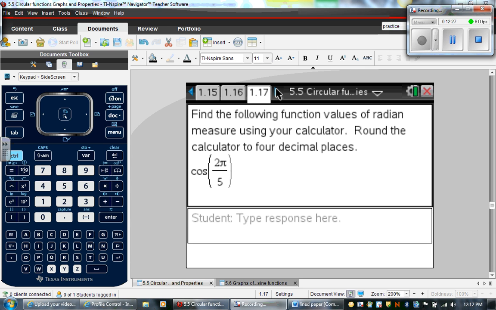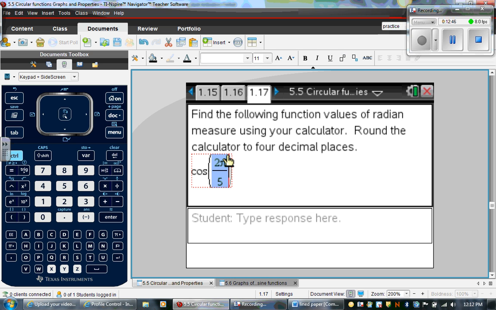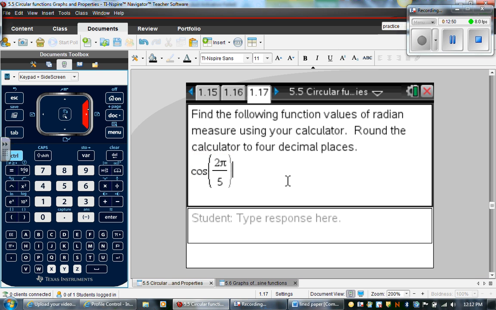Okay, find the following function values of the radian measure using your calculator. Round to 4 decimal places. We're going to do cosine of 2 pi over 5. Now this is simply calculator work. What I need you to keep in mind is this is written in terms of radians, and we know that because we have our pi in here. So we have to make sure that our calculator is in radians.